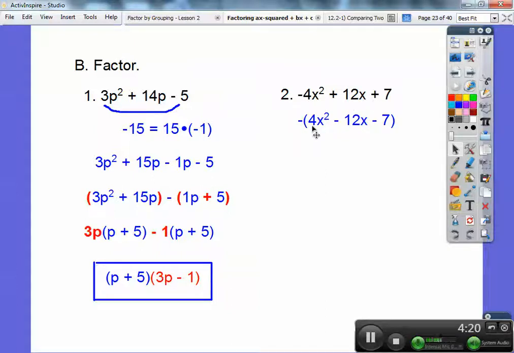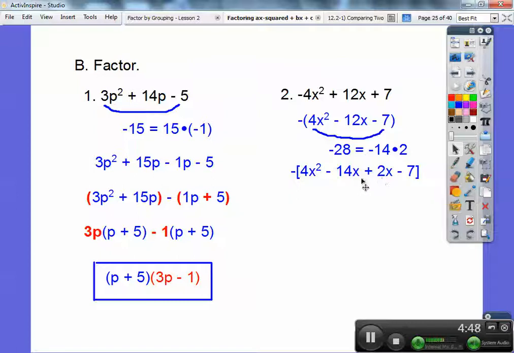Now I'm going to multiply 4 times negative 7, which is negative 28. Factors of negative 28 that add to that are going to be negative 14 and 2. Can you see negative 14 times 2 equals negative 28? And those pair add to that. So I'm going to rewrite this inside of here. Don't lose that negative. Always keep that negative there. I'm going to rewrite it, replacing the negative 12 with the negative 14 plus 2.